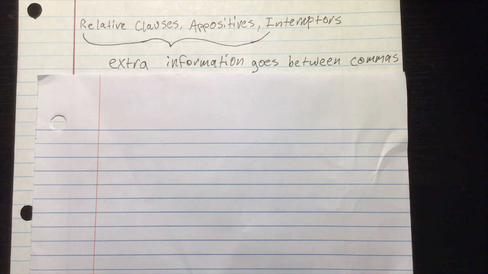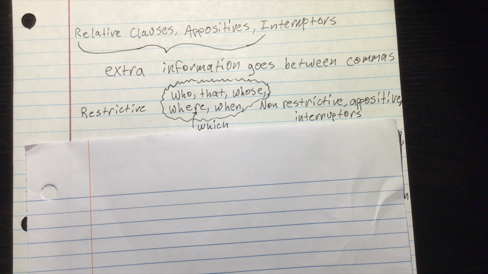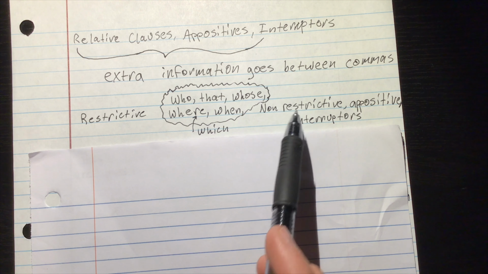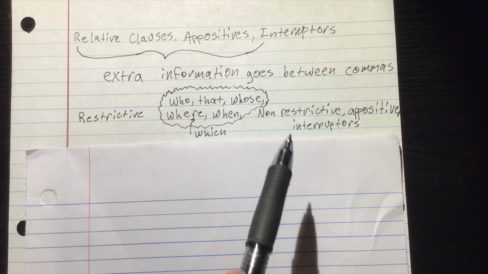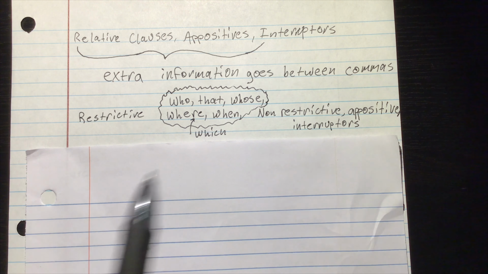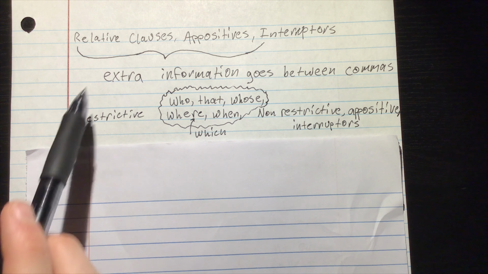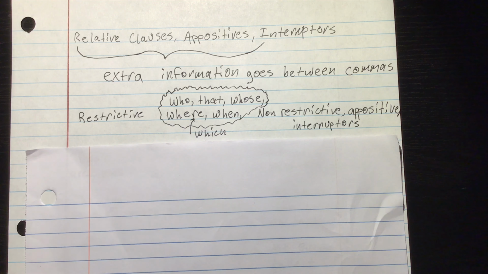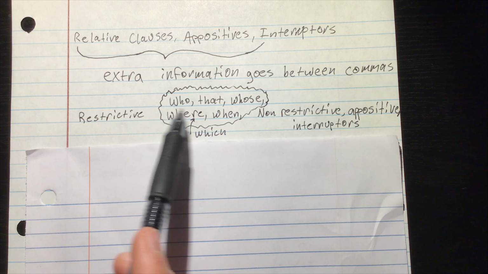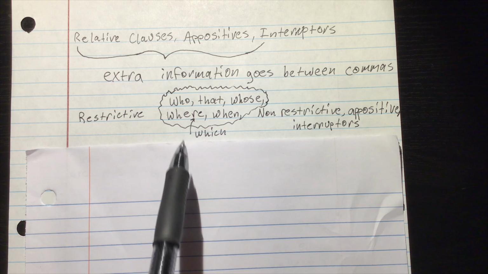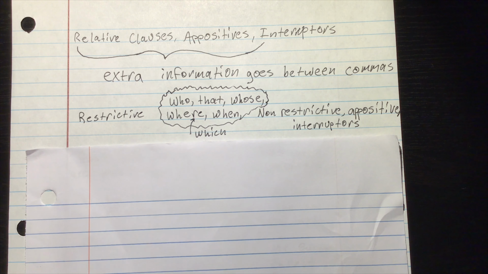One type does and one type doesn't. So if we look down here, on the right column, we have the non-restrictive clause, which is a type of relative clause, and then the appositive and the interrupter. So this whole right column needs commas around it, and this restrictive clause, the other type of relative clause, does not need a comma. So the restrictive and the non-restrictive clause are just clauses that start with one of these verbs. I forgot to put which in here, but which is included in there. So who, that, whose, where, when, or which, those are all relative clauses.